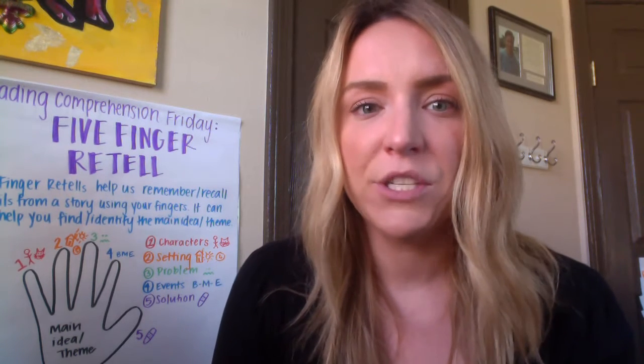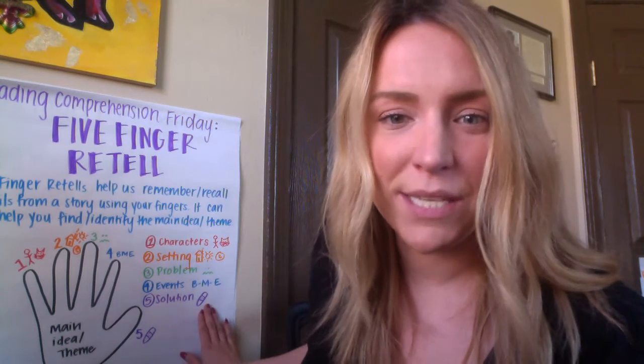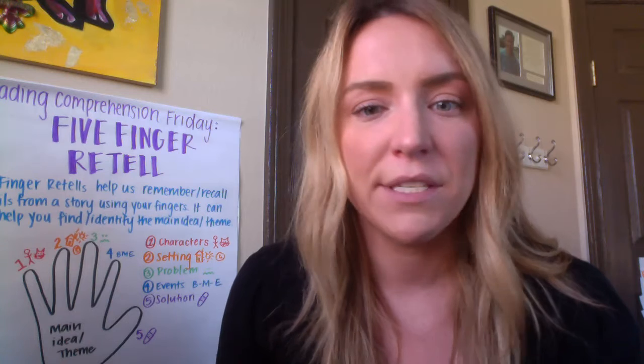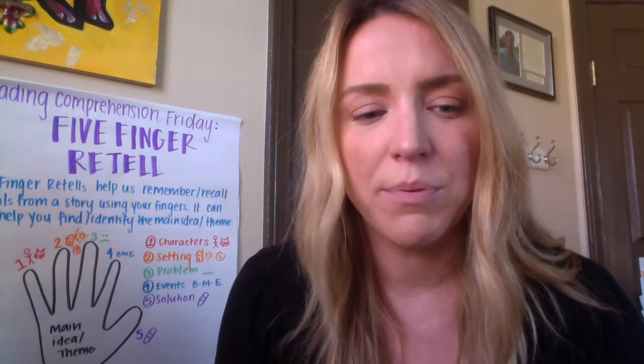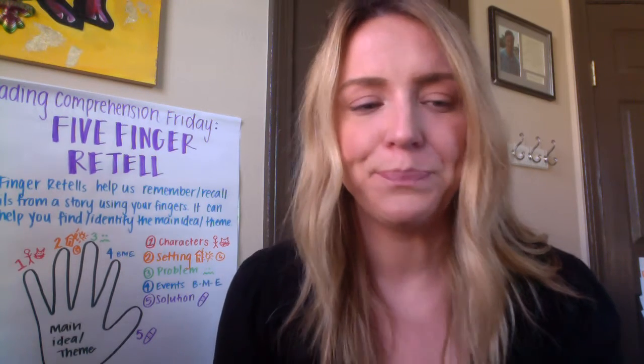And then finally, solution. This is also something that's a part of our events. I have a Band-Aid to represent solution because solution is how the characters have fixed the problem at the end of a story. So that's our happy ending. What happens to fix the issues in our story? How are we overcoming obstacles? And the solution is really going to teach us a lot about theme and main idea. So what are we taking away from this story?